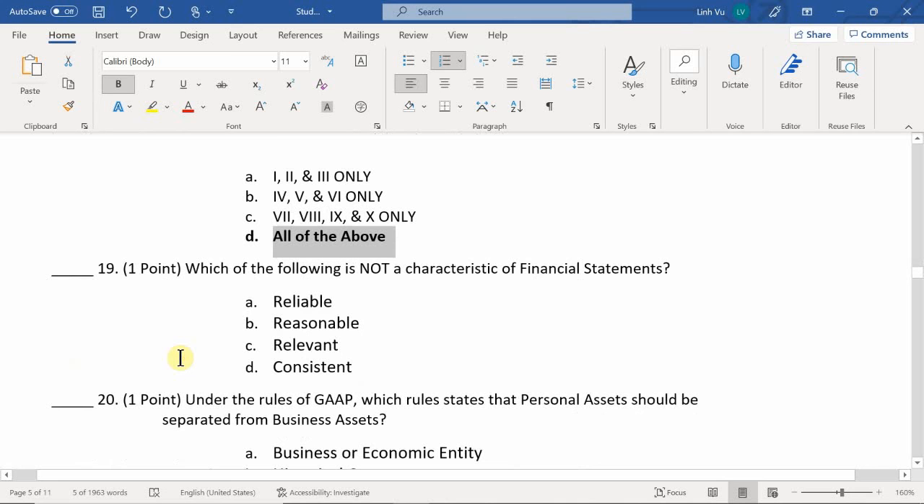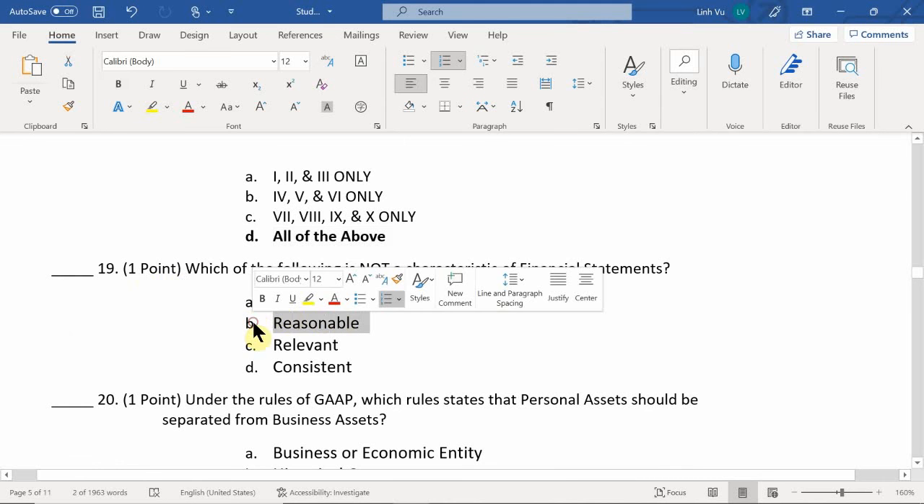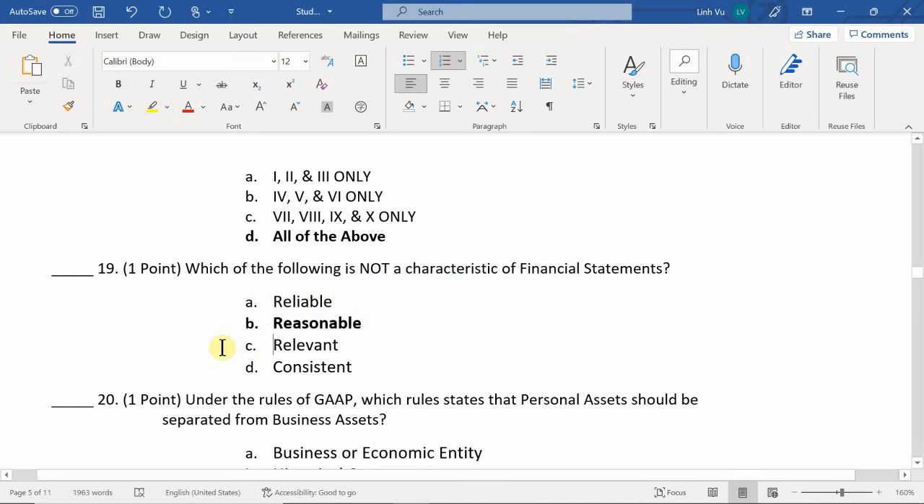All right. Question number 19. Which of the following is not a characteristic of financial statements? B, that right? It should be reasonable, but obviously, if it's reliable, that's pretty much the same thing as reasonable, right? Because reliable is basically proof that you have a transaction that happened. So again, reasonable is not one of them. We only learned the 2 R's and the 2 C's: reliable, relevant, consistent, and comparability. So in this case, reasonable is not going to be a characteristic.